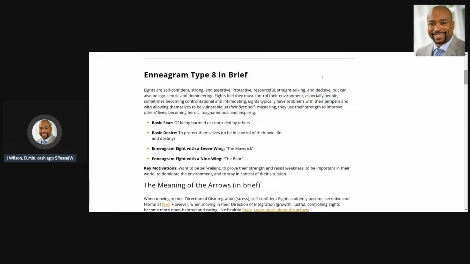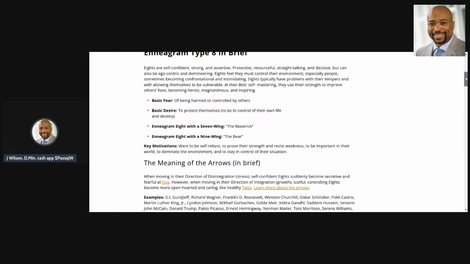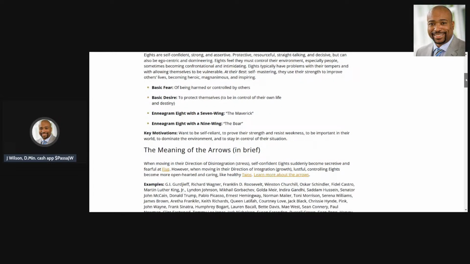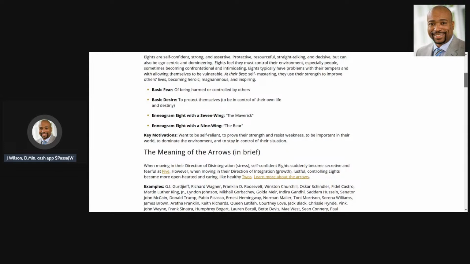Sometimes coming across as confrontational and intimidating, 8s typically have problems with their tempers and allowing themselves to be vulnerable. At best, self-mastering, they use their strengths to improve others' lives, becoming heroic, magnanimous, and inspiring. Their basic fear is of being harmed and controlled by others. To protect themselves, to be in control of their own life and destiny.